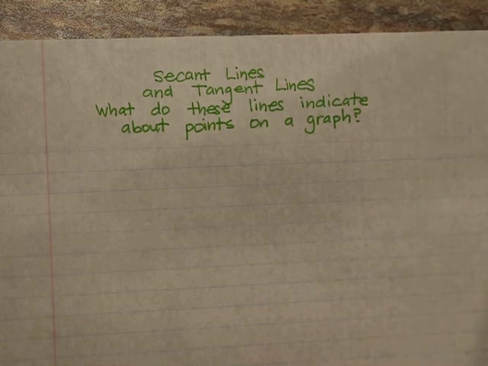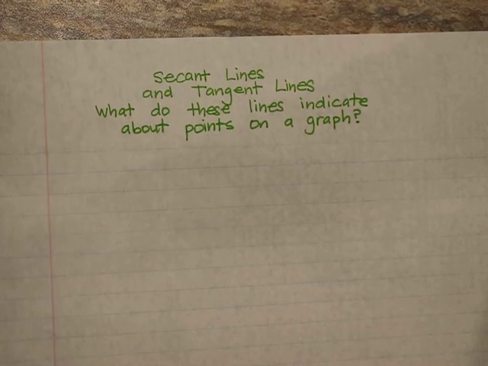But you also heard about them when you were younger in geometry and you were doing circles. And a secant line touched a circle in 2 points, and a tangent line intersected a circle only once. And so that's what we're dealing with here, are those types of lines, but now we're applying them to graphs.